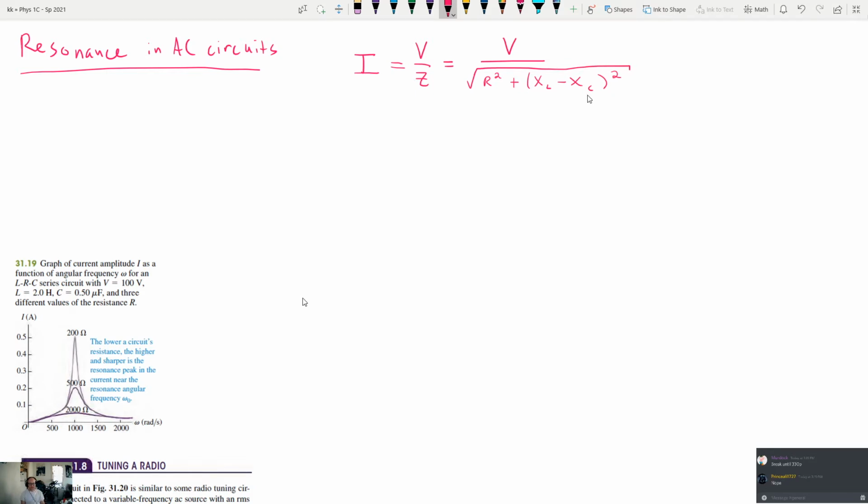and XL and XC are both related to the angular frequency in your circuit. So, if we write this all out completely, X sub L is equal to omega times L, and X sub C is equal to 1 divided by omega C.